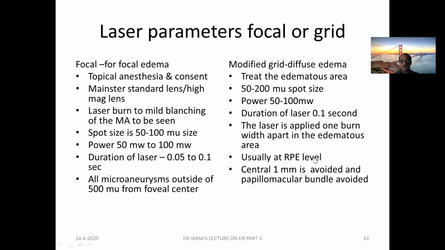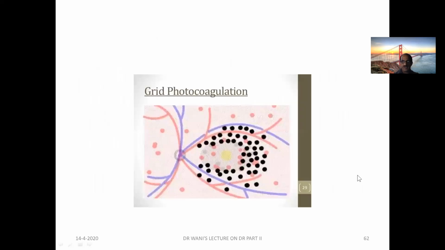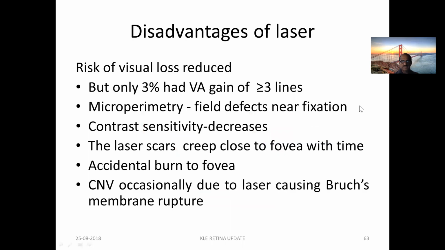And this laser is not applied to any microaneurysms. We may not be able to see them. So it is applied at the RPE level, and we just get a small, very mild white blanching of the RPE. The central 1 millimeter is avoided, and the papillomacular bundle is avoided. This is how the laser burns look, these black spots are the laser burns. So this is called modified grid photocoagulation.